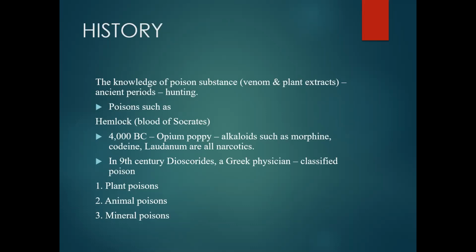In the 9th century, Dioscorides, a Greek physician, classified poisons and said that they are divided into plant poison, animal poison, and mineral poison. He also used emetics in treatment.